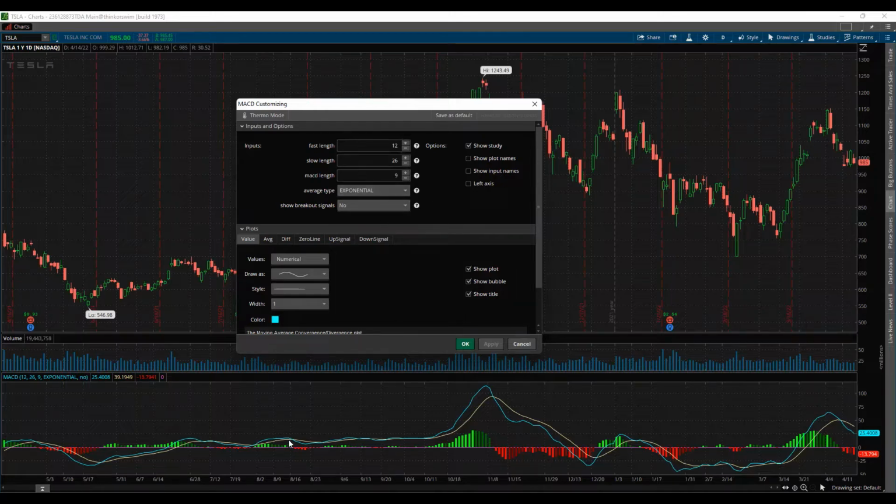There will be two lines in this. One line is the signal line and another one is the MACD line. The signal line is the one with MACD length 9. I'll show you which is that one. The MACD line is the difference between the EMA 26 and EMA 12, whatever line comes out of that is your MACD line. So one is the MACD line and one is the signal line. Here, the blue one is the MACD line and this one is the signal line.